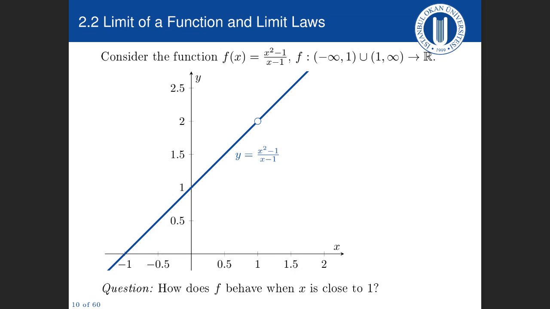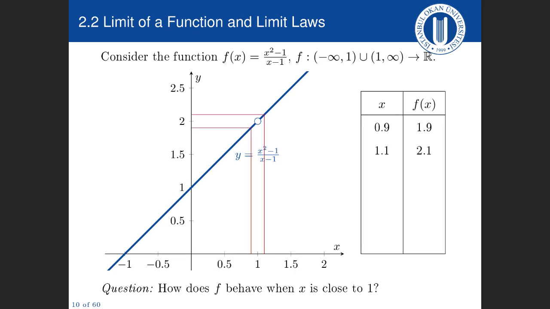Well, let's pick two values of x which are close to 1. Let's say we pick x is 0.9 and we pick x is 1.1. We can put these into the formula at the top.